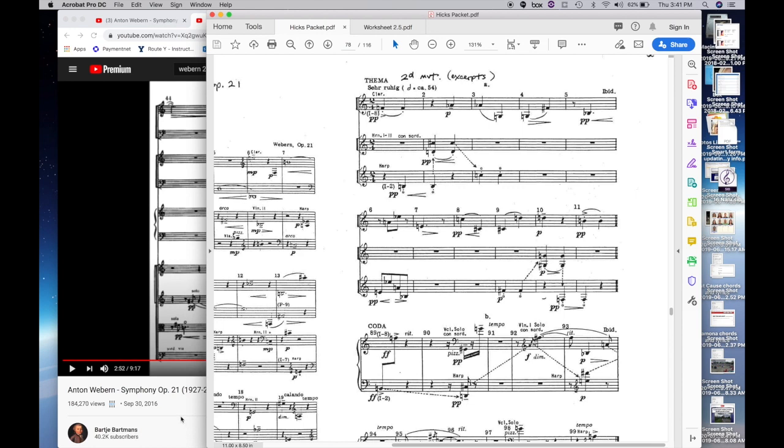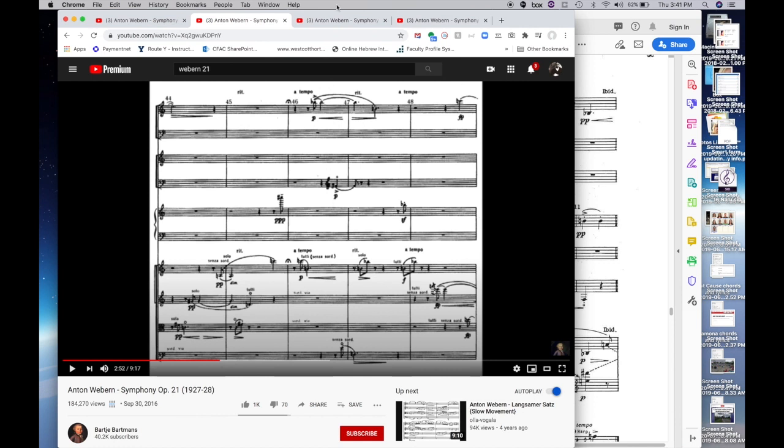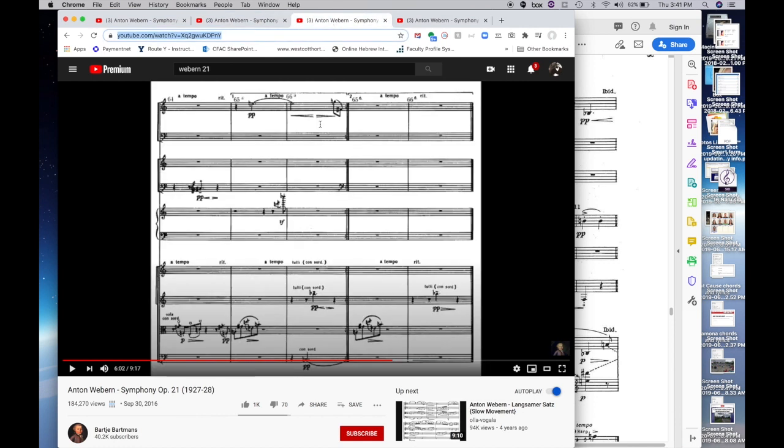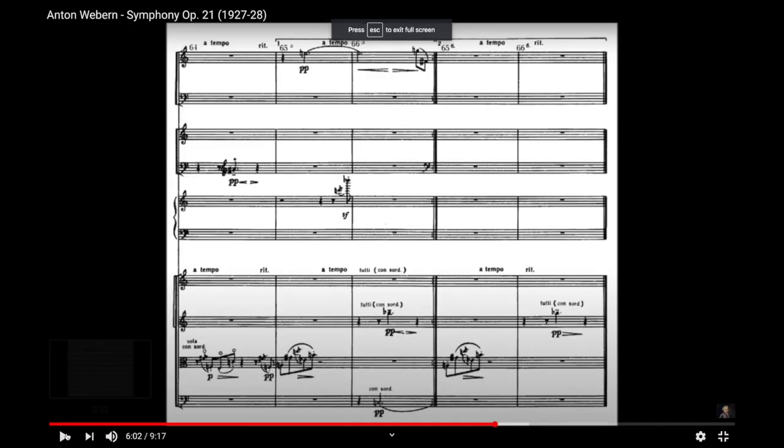So let's listen to that. Maybe we'll listen to it a couple of times. First, let's listen to it with the full score, and then maybe we'll listen to it looking at the reduction. Okay, here we go.